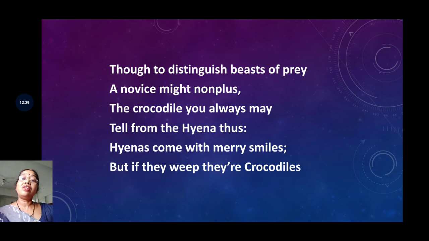Then the poet says that there are ways, there are methods that will help that newcomer to identify the wild animals. And that suggestion is given by the poet in these lines. The crocodile you always may tell from the hyena thus, hyenas come with merry smiles. So you can identify the hyenas with their cheerful smiles, but if they weep, they are crocodiles. If you find an animal having tears in the eyes, then it is none else than the crocodile. So you can identify the crocodile with its tears and the hyena with its cheerful smiles.